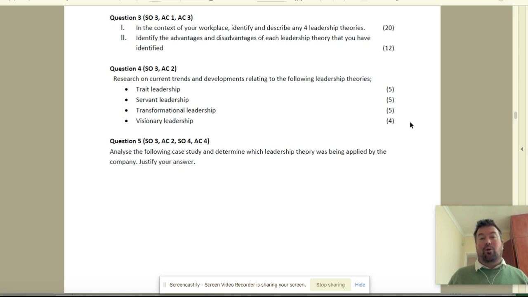Then, question number 4 only focuses on the current trends and developments related to the leadership theories. So, go to where it speaks about trait leadership, servant leadership, transformational leadership, and visionary leadership. And then tell me, is it still being applied? When was it applied? Is it still being applied? Why is it not being applied? So, what are the current trends and developments? And so you'll see that in each of those sections, they'll talk about it, and it's going to be one of the parts of the content.